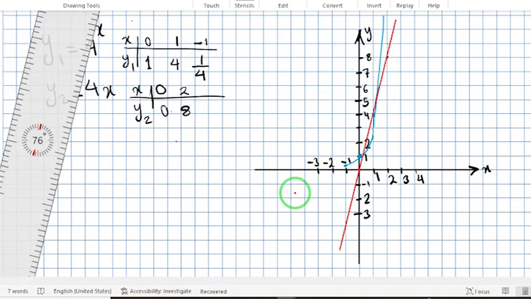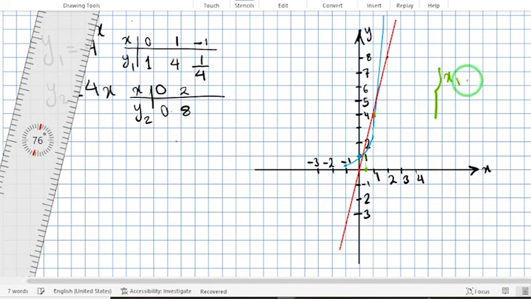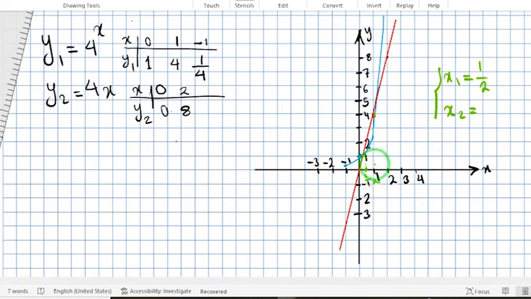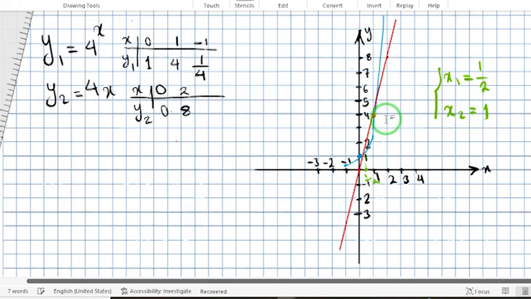Now the solution of this equation is actually the intersection points of the two graphs. Here, there are actually two intersection points. First one, x1 is equal to 1 over 2, here, and x2 is equal to 1 here. This is the solution of this equation.